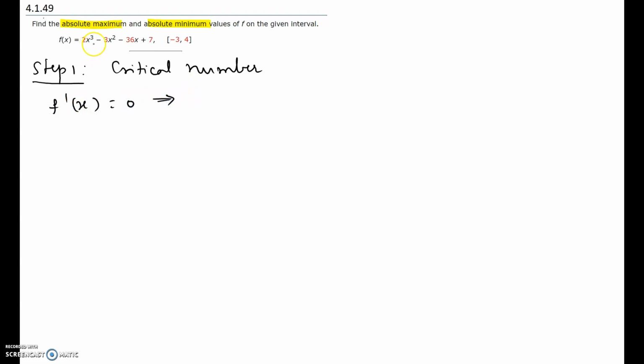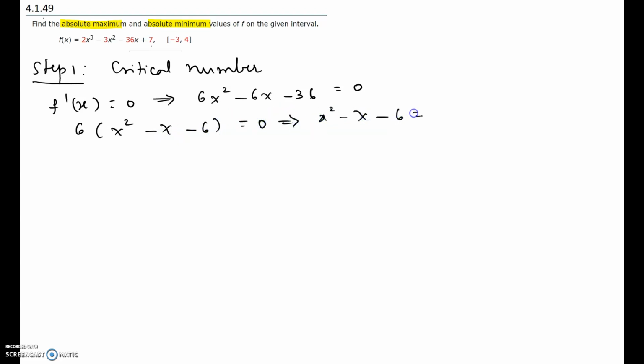The derivative of 2x cubed is 6x squared. The derivative of negative 3x squared is negative 6x. Then the derivative of negative 36x is negative 36. The derivative of 7 is 0, so that is equal to 0. You can take the 6 out, so it is x squared minus x minus 6 equal to 0. So (x minus 3) times (x plus 2) equal to 0 on factoring. This will give x equal to 3 and x equal to negative 2.